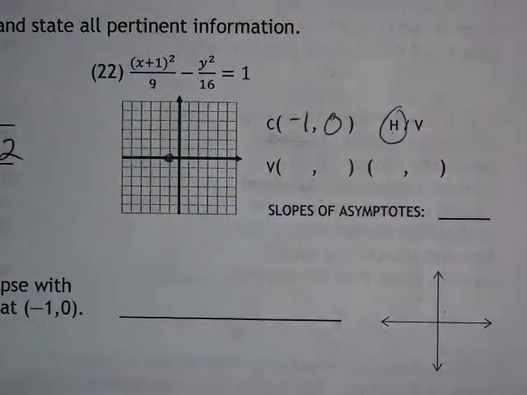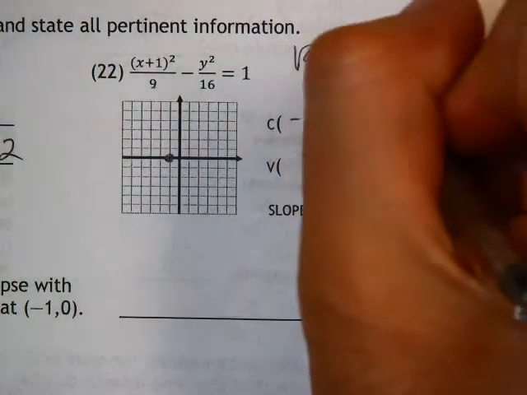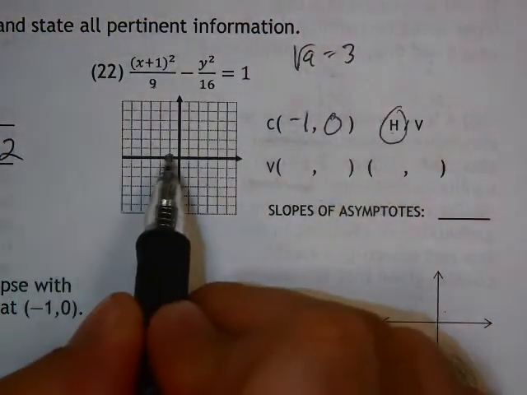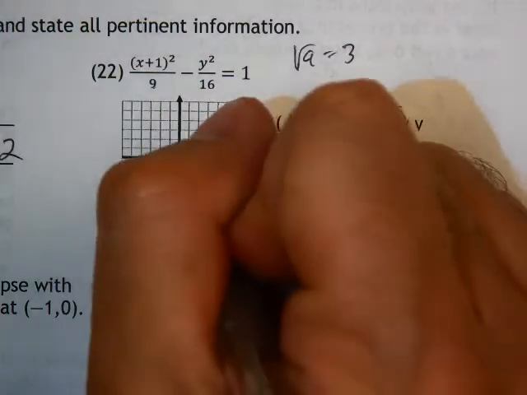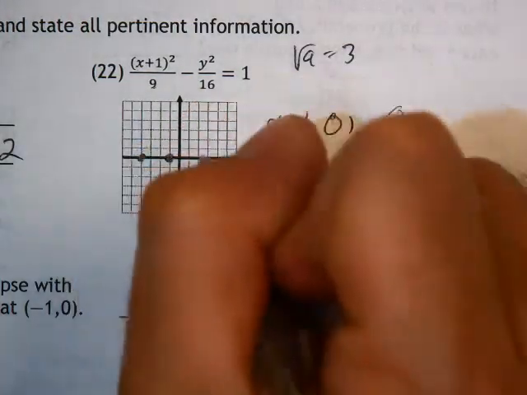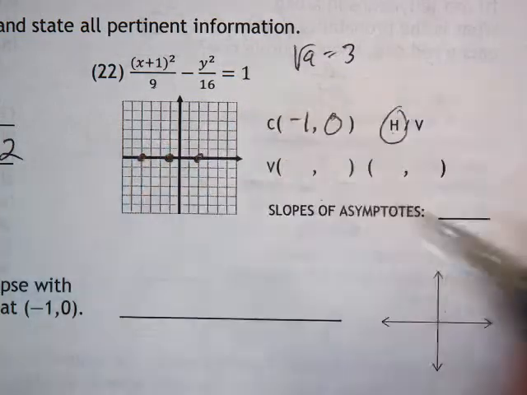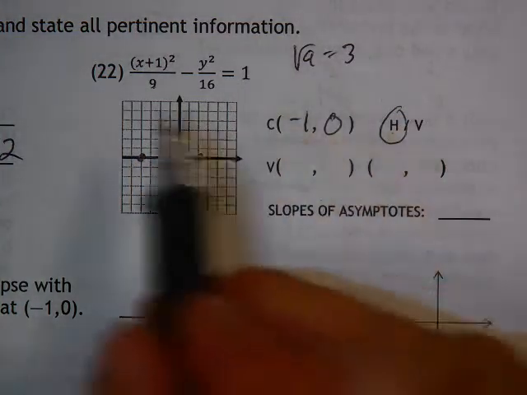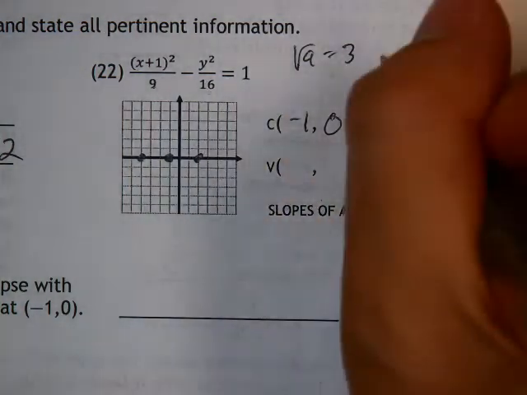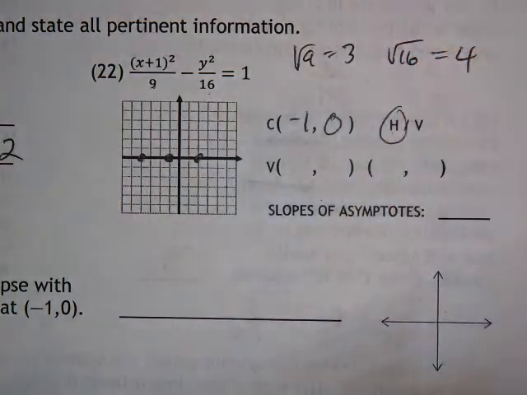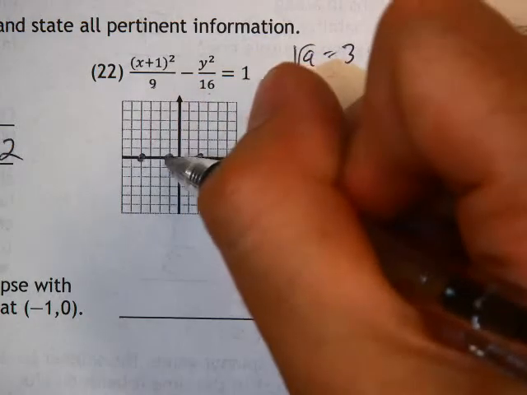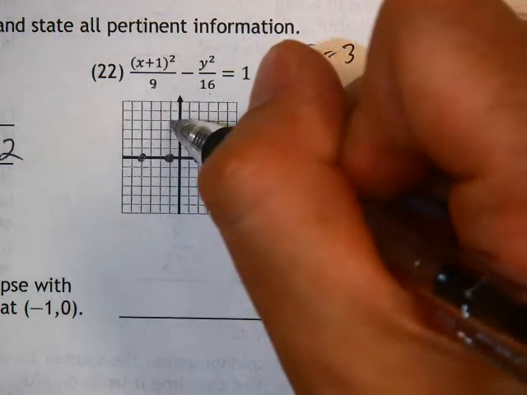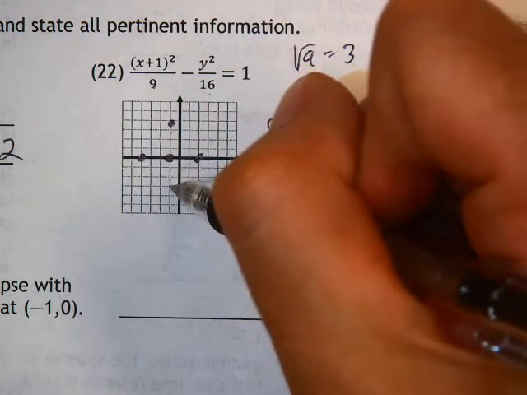underneath the x we see the 9. Square root of 9 gives us the 3. That tells us we have to go from the center 3 spots to the left and 3 to the right. There's 1, 2, 3 to the left, 1, 2, 3 to the right. Same thing with the y's. Underneath the y we see a 16. The square root of that is 4. So up and down from the vertex, 4 spots, 1, 2, 3, 4, 1, 2, 3, 4.